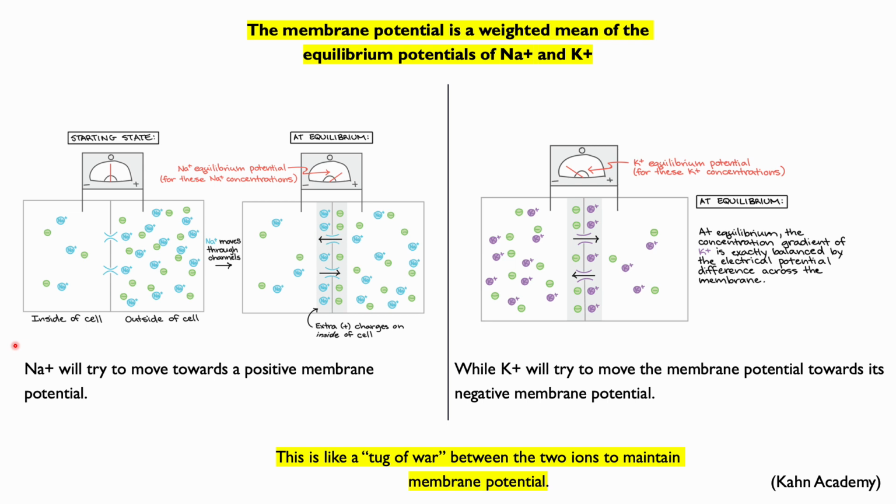For example, sodium will try to move towards a more positive membrane potential. Let's look at figure 1 first. At a starting state, we have more sodium outside of the cell compared to inside of the cell. However, sodium ions are going to be attracted to moving towards a positive membrane potential, and thus some sodium will try to come inside of the cell.